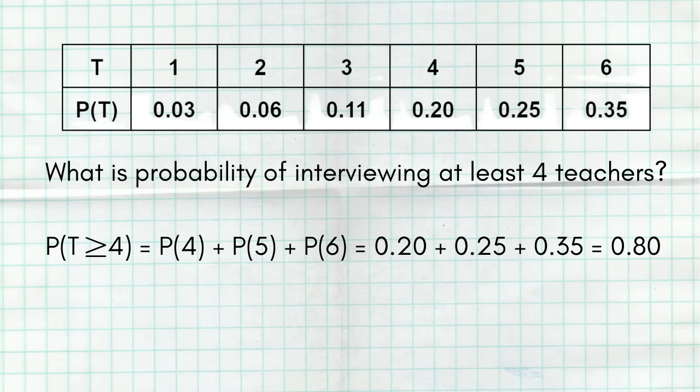One more question. What is the probability of at least 4 teachers being interviewed? Well, once again, all you have to do is make sure that you know what at least 4 means. At least 4 means 4 or more. So we're going to add together 4, 5, 6 teachers being interviewed. That's 0.2 plus 0.25 plus 0.35. Add them together and you have your answer.